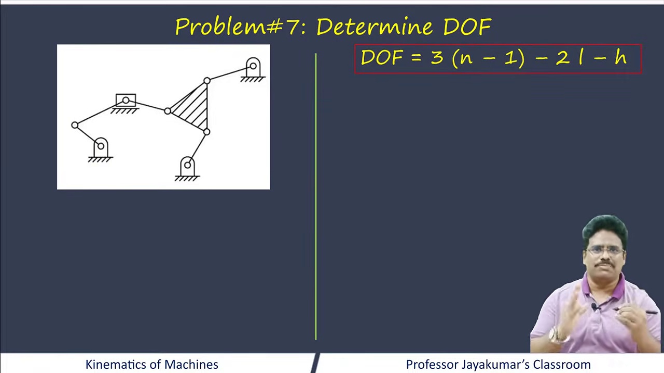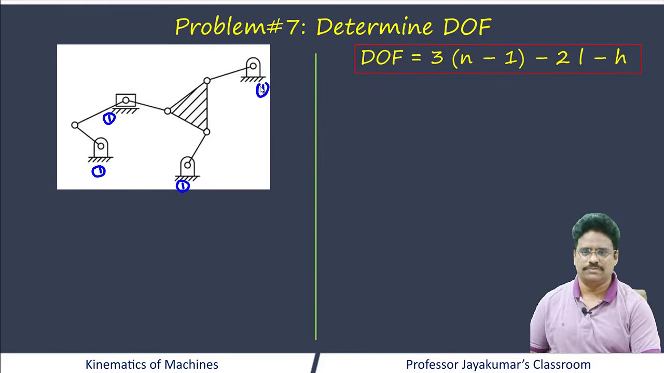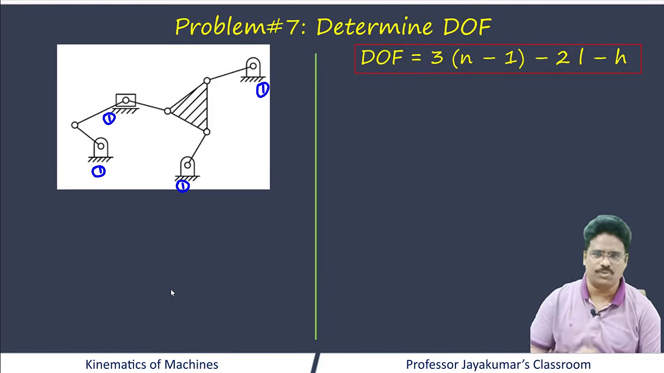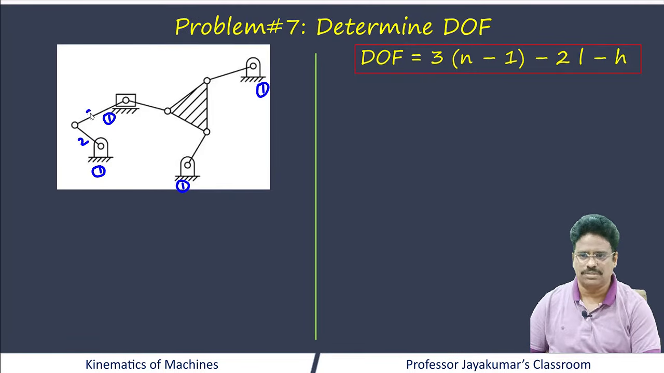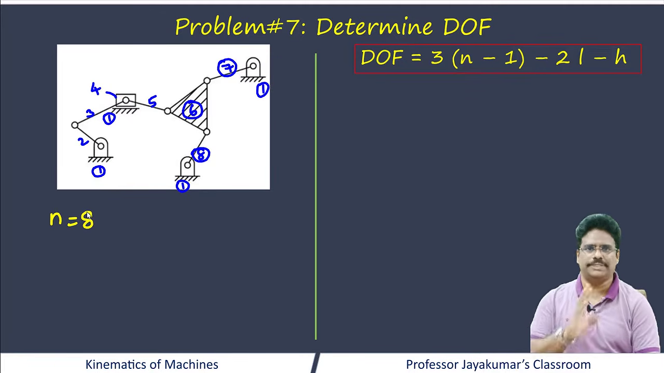Shall we solve problem number 7? As always, let us number the fixed link first. Fixed links are shown at 4 places, so all should be named as link number 1. This is 2, 3. This slider is 4. This link is 5. So this is 6, we have 7 and 8. Therefore, number of links is equal to 8.